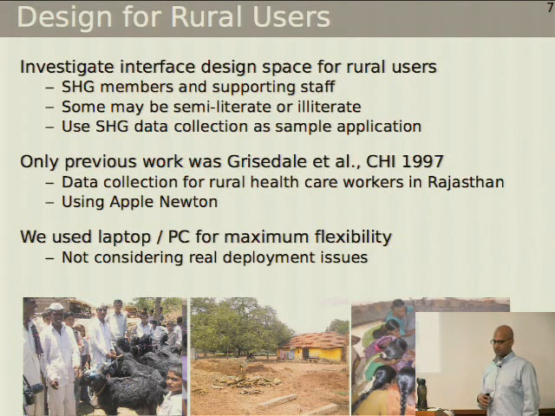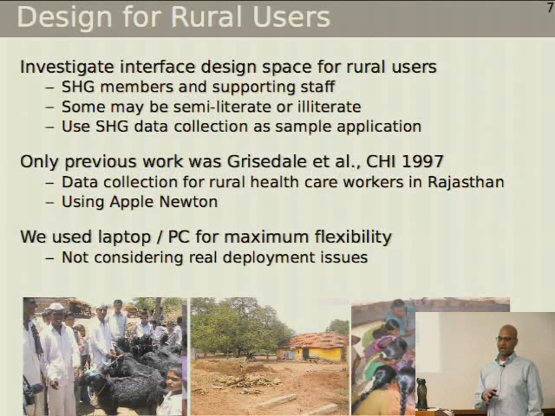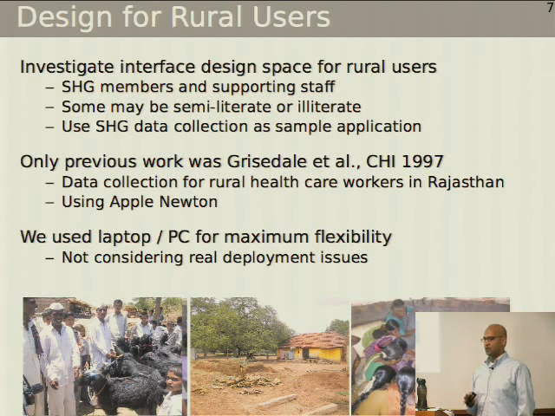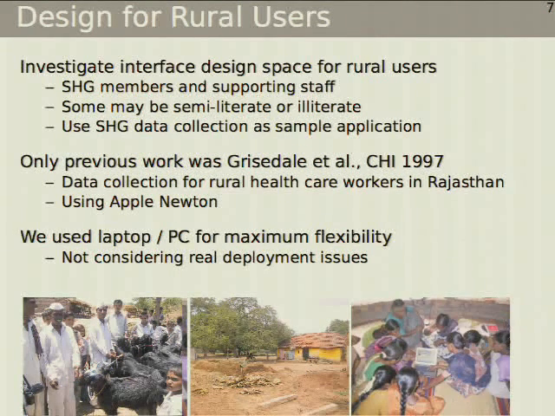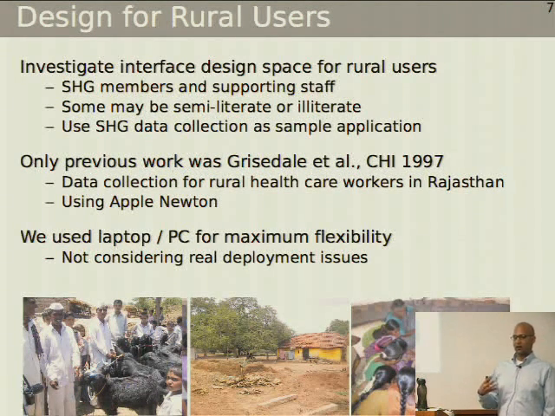So the first step from my perspective is to understand the user interface design space for working with these kinds of rural users. First of all, this includes both the members of the groups and the supporting staff that may work for the local bank or the local nonprofit organization or NGO. One thing to recognize is that especially the group members, many of them have a very basic education. They're either working in agriculture or as agricultural laborers, and they may have only a second or third grade education, which means even if they are literate, they're probably semi-literate and only have basic ability to read and write. And so there was really no previous work that had ever looked at these kinds of users as a target for user interfaces.